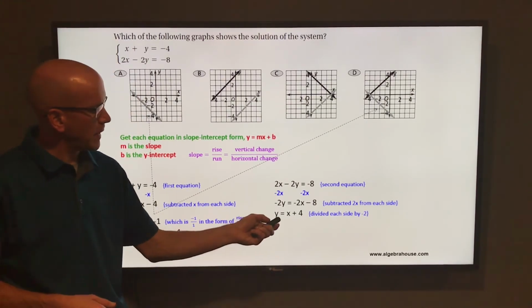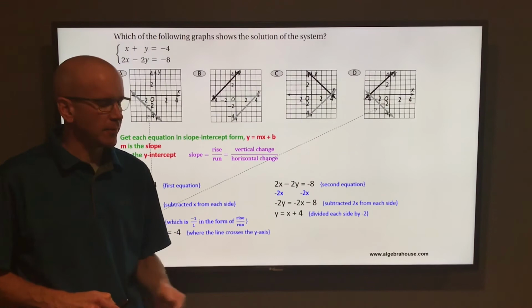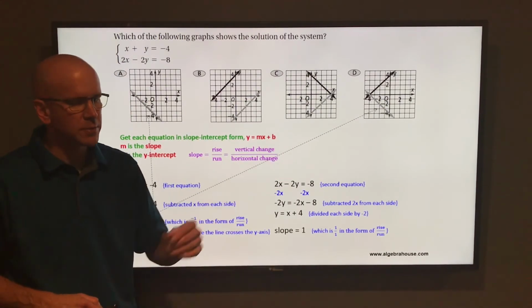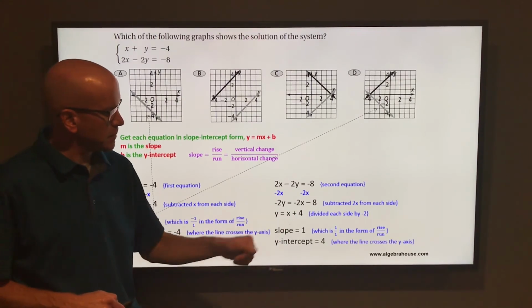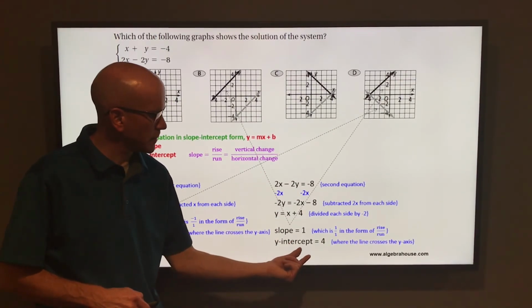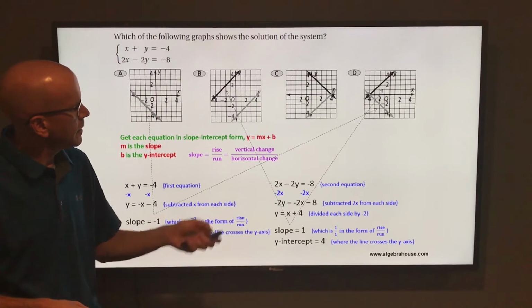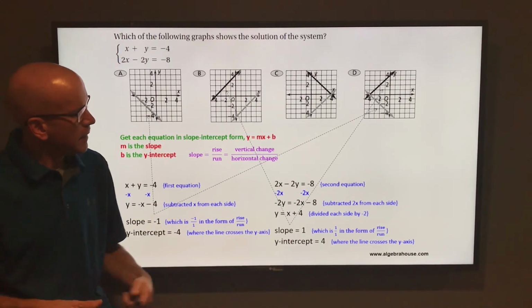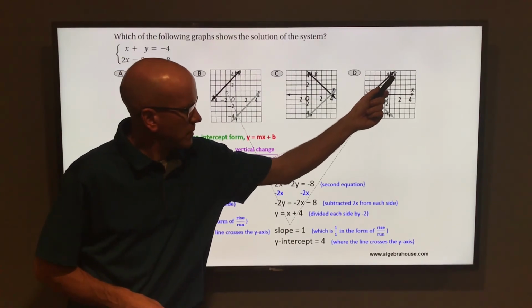Now the slope on that, it's the number in front of the x, the coefficient of the x. The slope is 1. That means the line would rise 1 for every 1 it runs to the right. And the y-intercept is 4. So you're looking for a y-intercept of 4 with a slope of 1. This black graph has a y-intercept of 4 and a slope of 1. And so does this one over here.